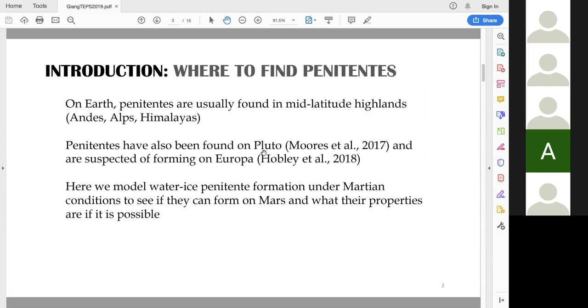Anyway, this goes back to why penitentes on Earth are only found in the mid-latitudes and highlands. The mid-latitude is because the sun is overhead, so you can create penitentes. And at the highlands, you actually have low wind conditions, so vapor sort of just diffuses in ambient wind. That's how the spacing is sort of determined. If you include wind factors, I think it will change the spacing, but not so much the orientation.